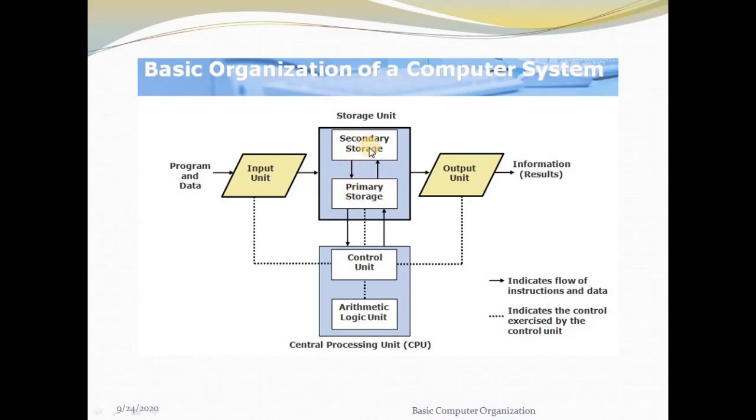One is secondary storage and one is the primary storage. And then we have this central processing unit, or what we call the CPU. In that we have two subsections, the control unit and the arithmetic and logic unit. After drawing this diagram we need to give proper labels. So we can write input unit, output unit, storage unit, and secondary storage unit, primary storage unit, and so on.